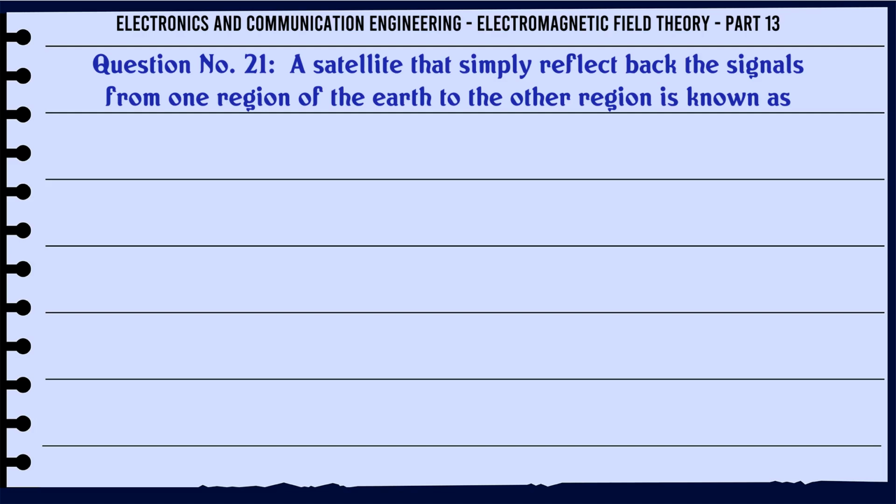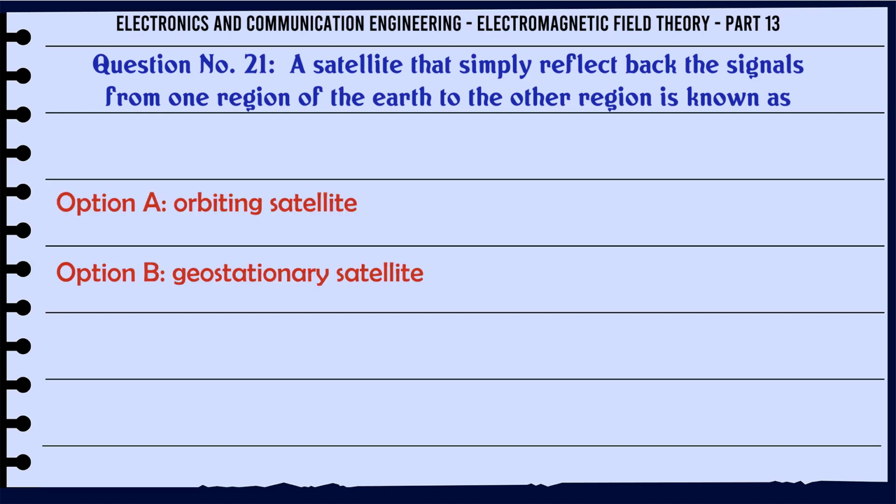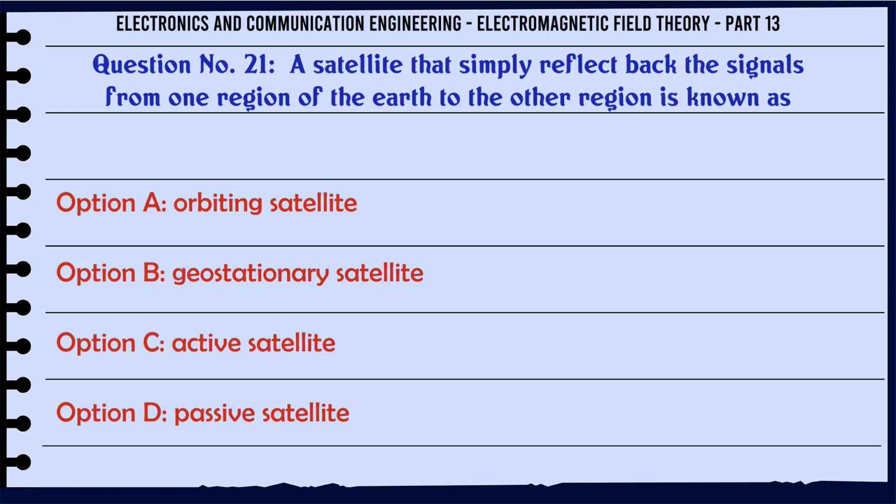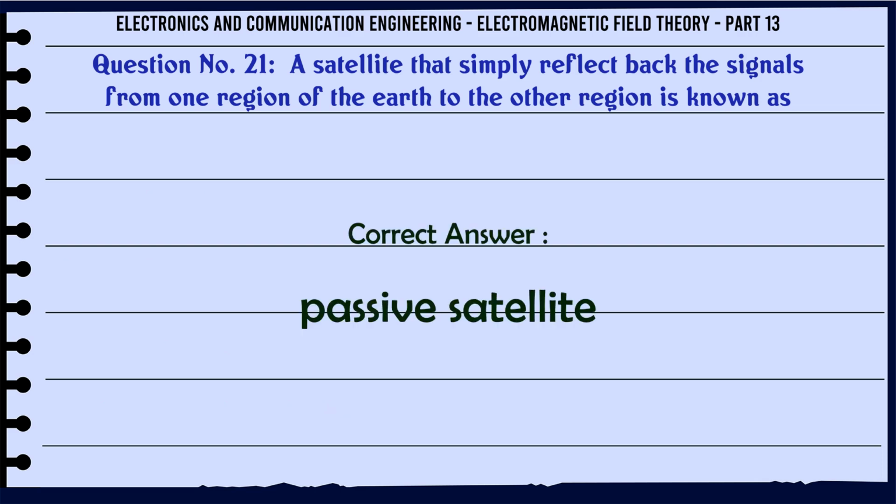A satellite that simply reflects back the signals from one region of the Earth to the other region is known as A. Orbiting satellite, B. Geostationary satellite, C. Active satellite, D. Passive satellite. The correct answer is passive satellite.